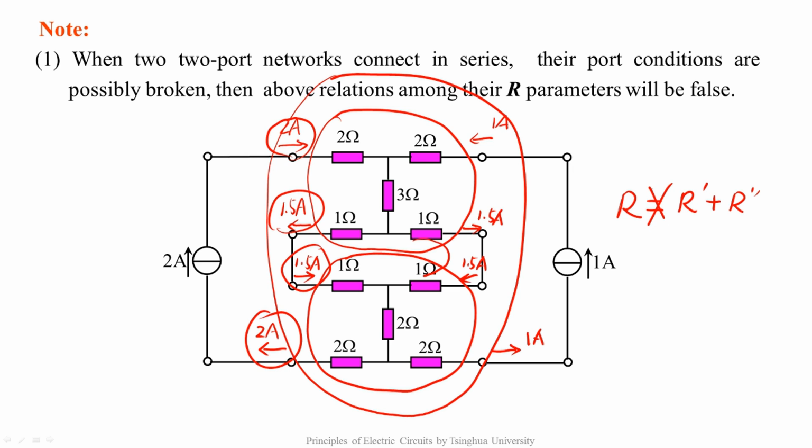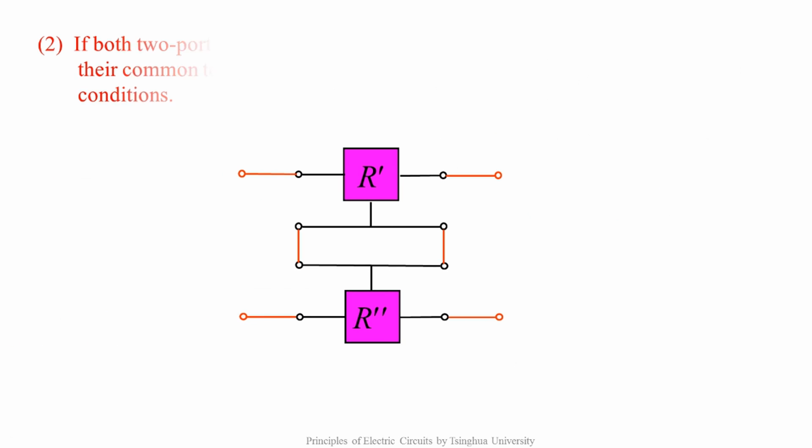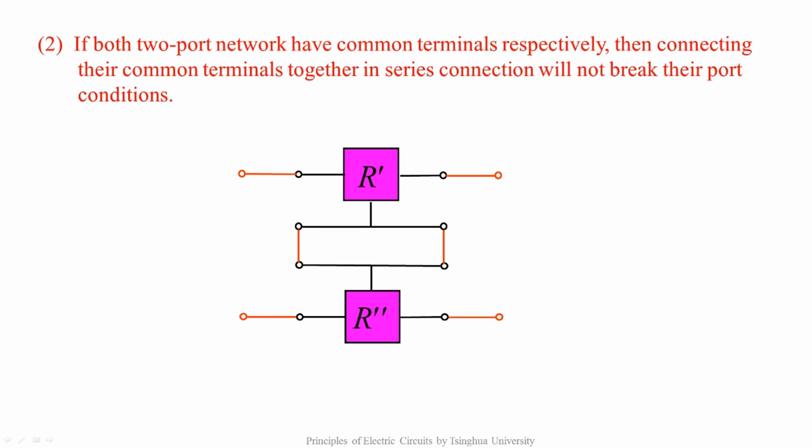So, in what case will the series connection of two ports not break their port conditions? Similar to the parallel connection, if both two-port networks have the common terminals respectively, then connecting their common terminals in series will not break their port conditions. It's called the standard series connection. The detailed derivation process is omitted here.